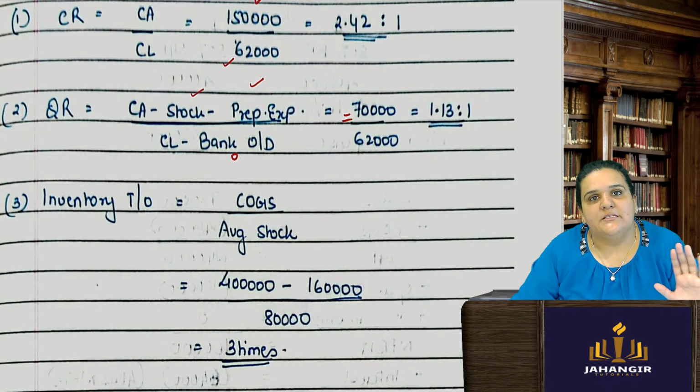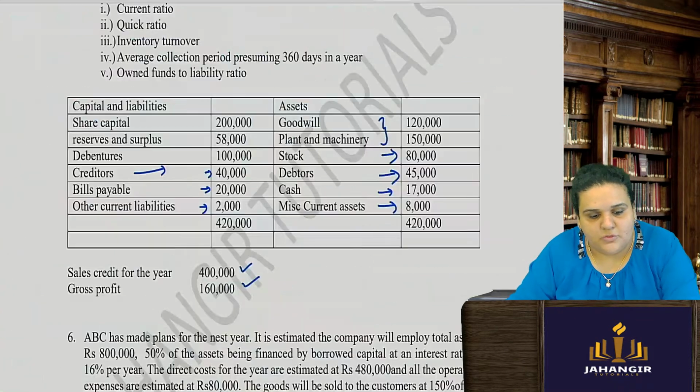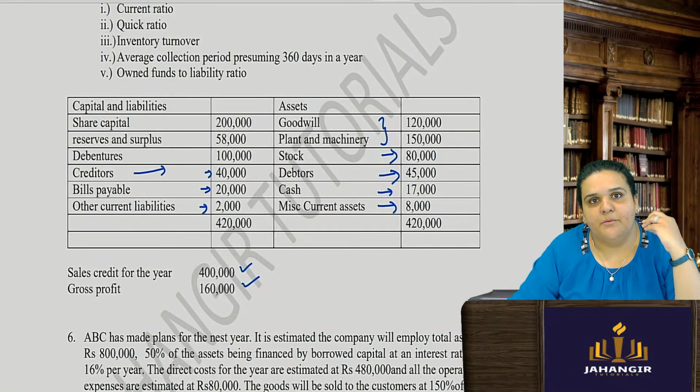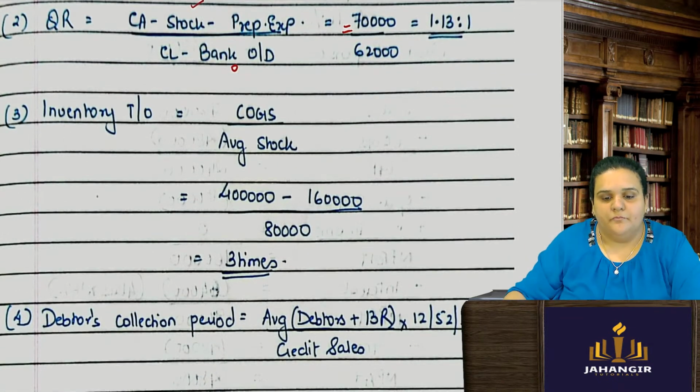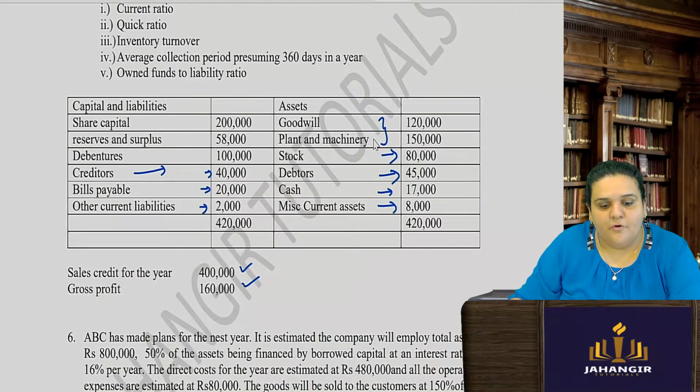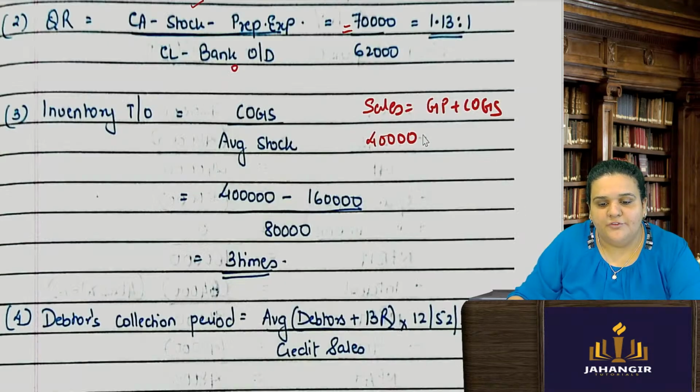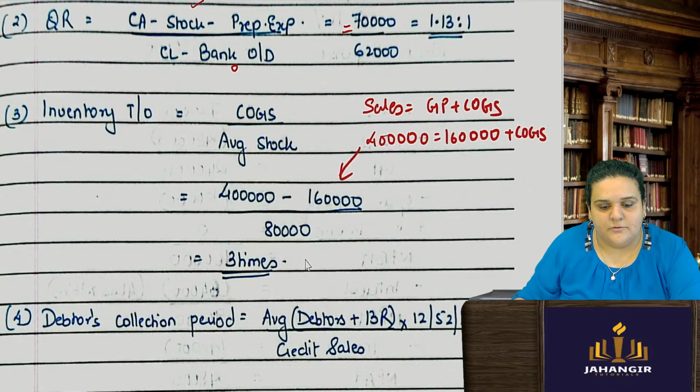Inventory turnover ratio is cost of goods sold upon average stock. How much is my cost of goods sold? When they have given me sales and they have given me profit, so my cost of goods sold will be the balance, right? Sales is equal to gross profit plus COGS, right? Sales is 4 lakhs. They have also given me my gross profit as 1,60,000. So I can easily find my COGS. COGS will be 4 lakh minus 1,60,000. This will be 3 times.